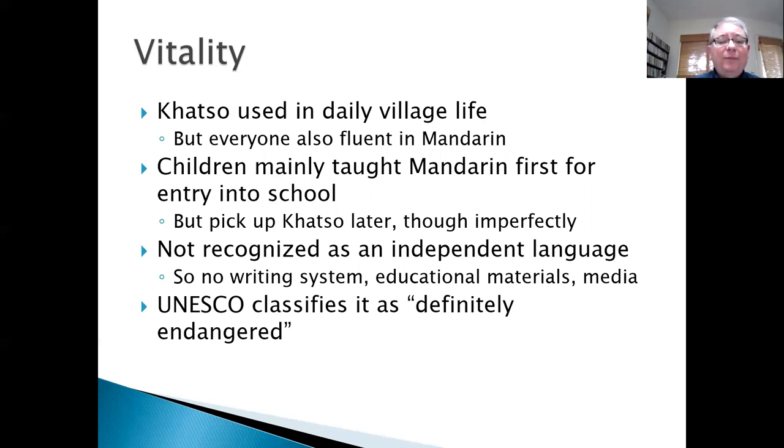Everyone has a smartphone. They text each other using Mandarin. More and more, the village is wired for the internet, and more and more people have computers. You jump online, you play a video game using Mandarin, you turn on the TV, it's Mandarin, right? So the domains in which Khatso is being used are shrinking more and more. UNESCO recognizes this, and classifies the language as definitely endangered. The good news is children are still learning it, but we're seeing a slow erosion, certainly.